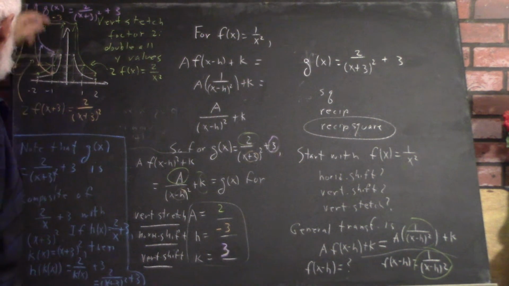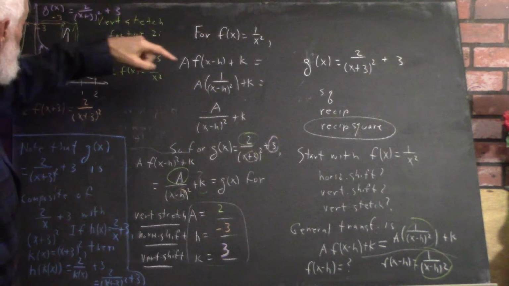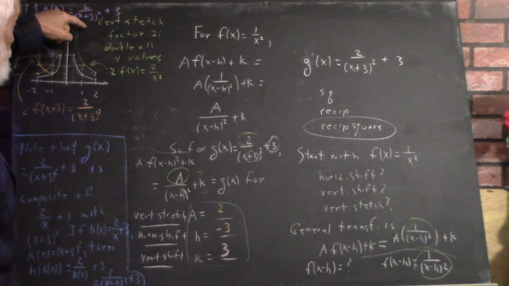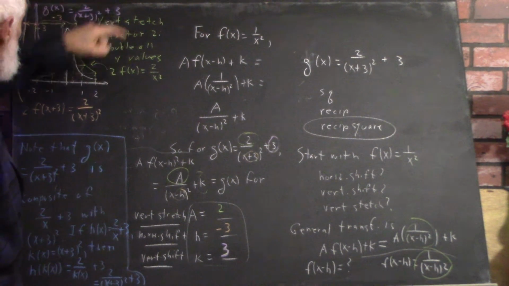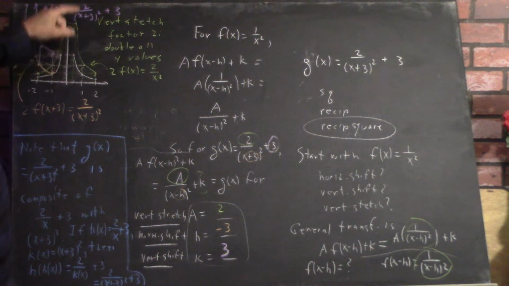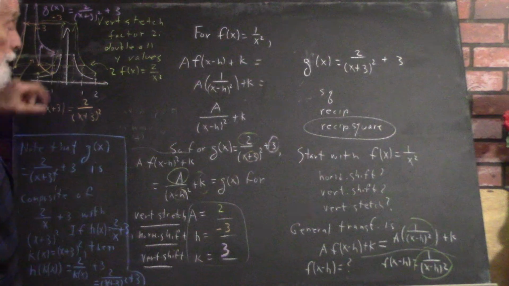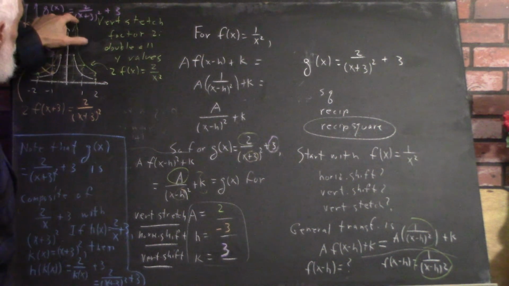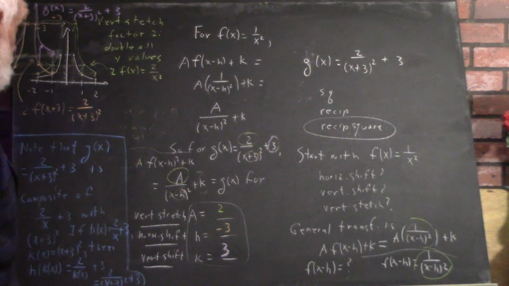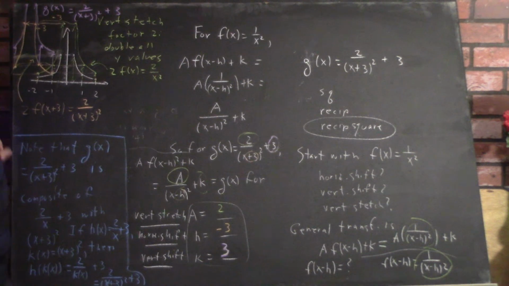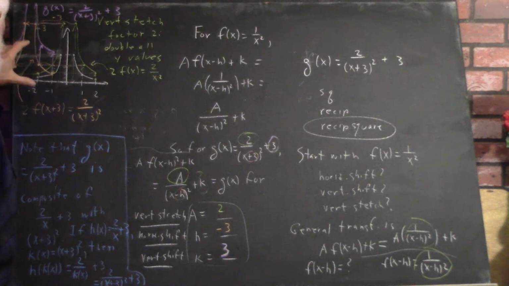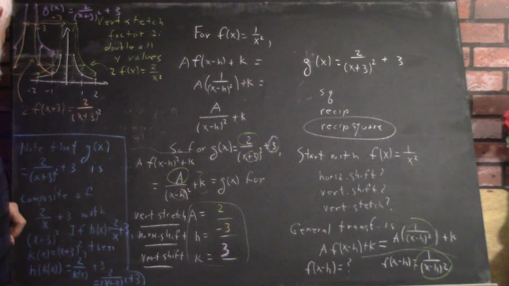And the purple graph is then the graph of our g of x function, 2 over the quantity x plus 3 squared plus 3. Okay, the 2 vertically stretches the original 1 over x squared graph. Replacing x by x plus 3 shifts the graph left 3 units, giving us the orange graph. Adding 3 to the y coordinates gives us the purple graph.